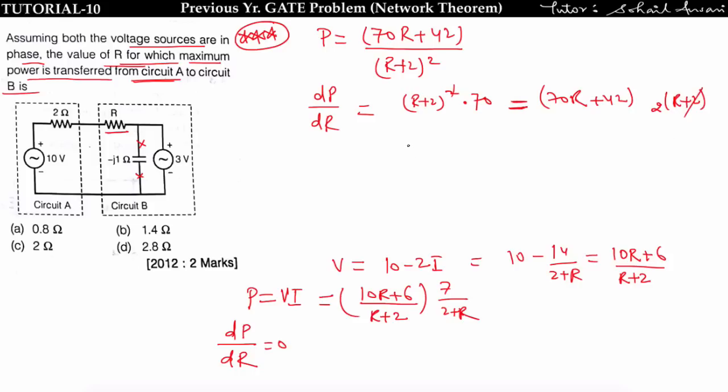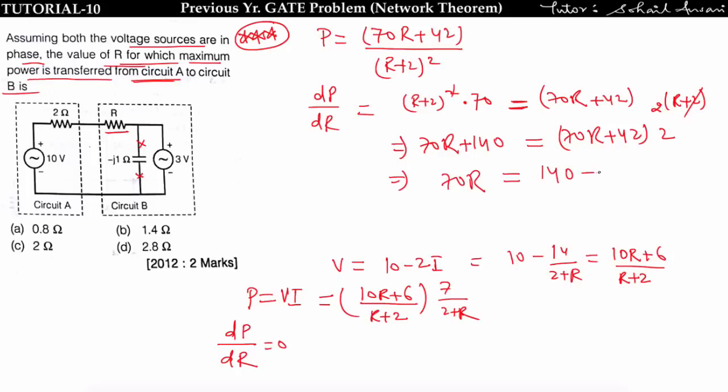The R plus 2 cancels out, which means you will get 70R plus 140 is equal to 70R plus 42 into 2. Finally you will get 70R is equal to 140 minus 84, hence R is equal to 0.8 ohm. This is the answer.